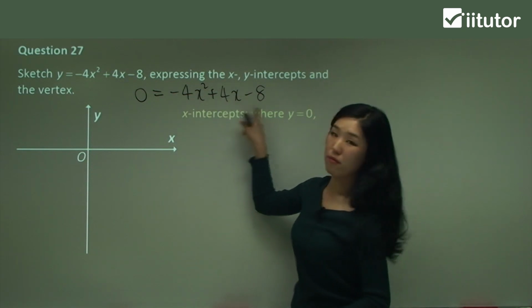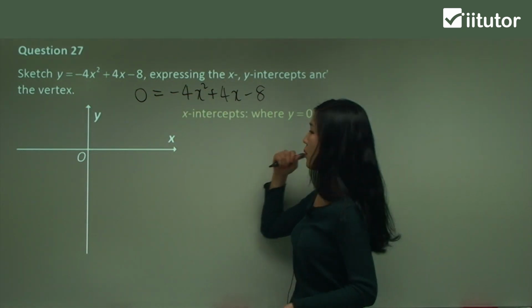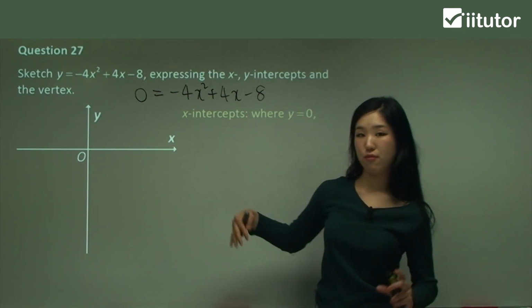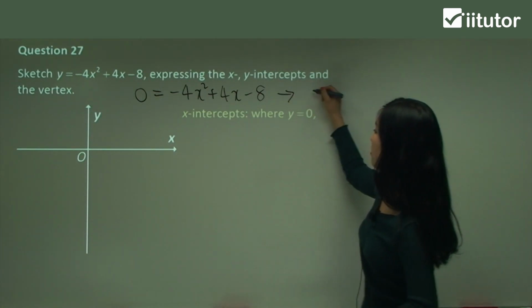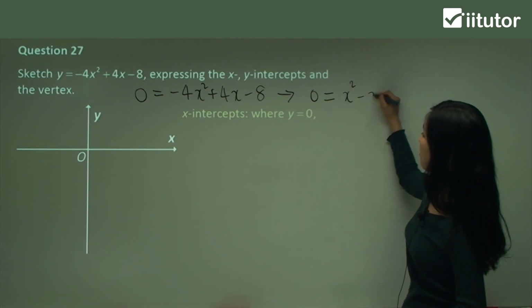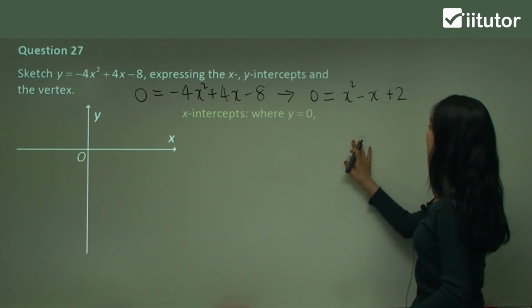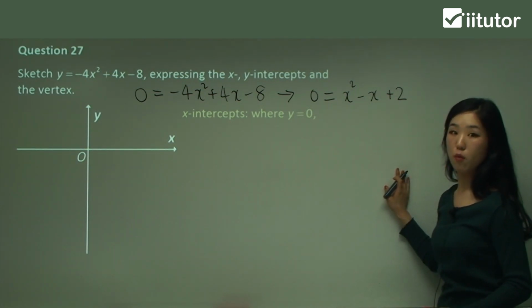Okay, divide everything by 4, and then I don't want a negative in front of my x squared because that becomes difficult to work with. I'll divide everything by -4, okay? So this becomes 0 equals positive x squared negative x plus 2. So I switched all the signs and I divided everything by 4, sorry.